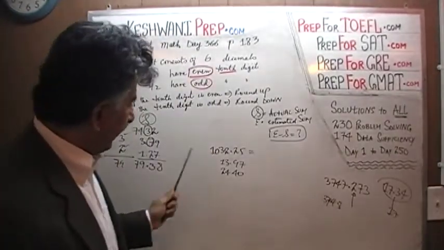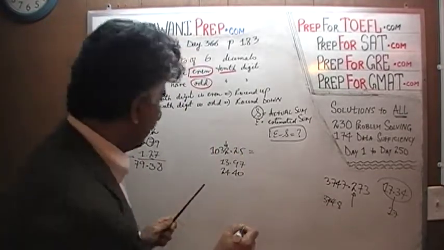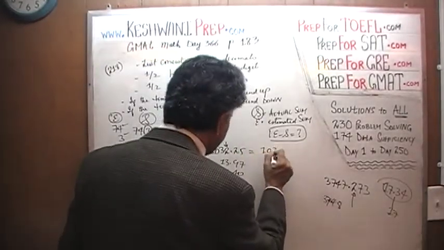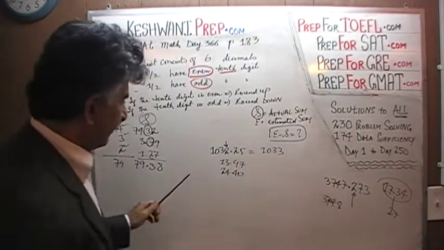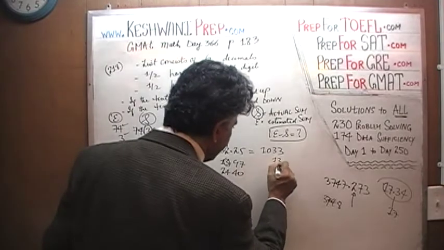Let's do these three. Again, the tenth digit is even. When the tenth digit is even, we are supposed to round it up. So it's going to become 1033. When the tenth digit is odd, we're supposed to round it down. So it's just going to become 13.